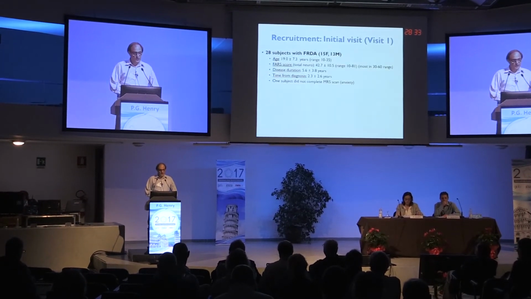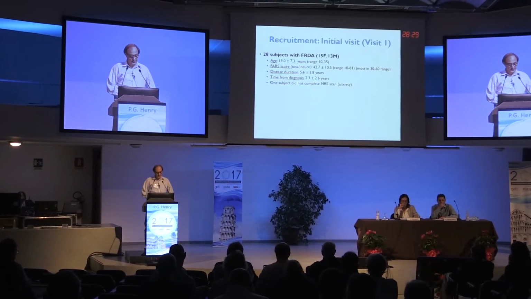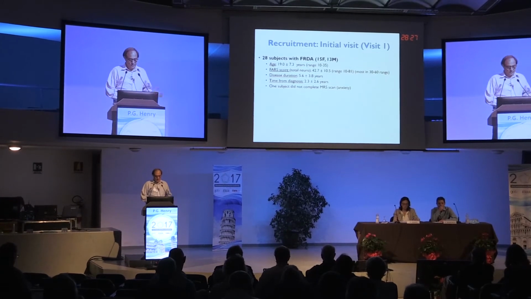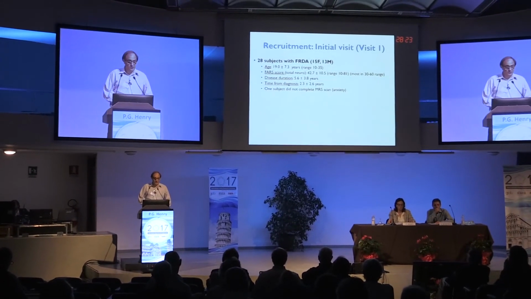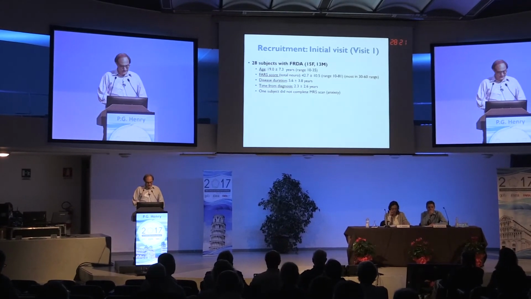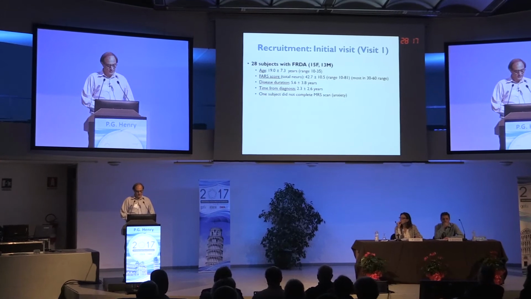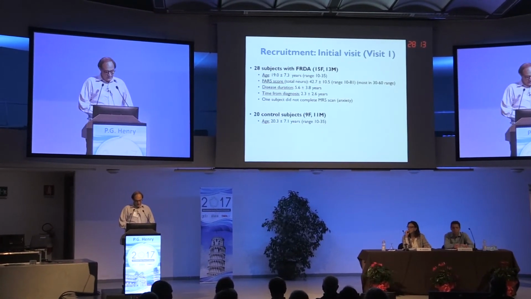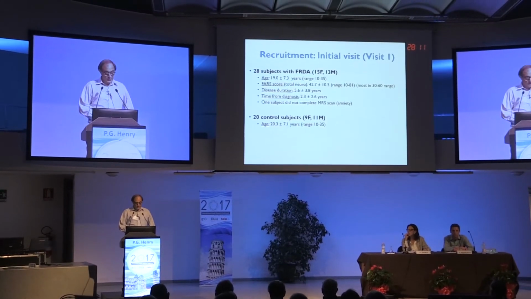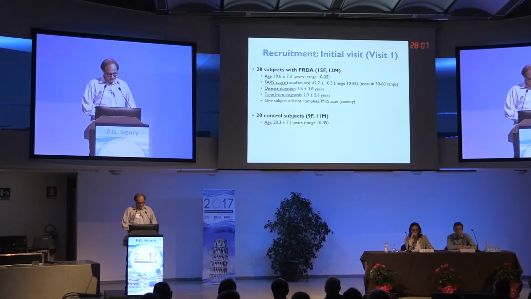The recruitment, we had 28 subjects with Friedreich's ataxia. The FAST score was around 40 on average, so it's a relatively early stage cohort. Disease duration was 5.6 years on average. Time from diagnosis, 2.3 years. And we had 20 control subjects that were more or less age and gender matched.